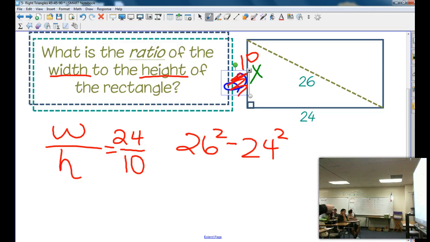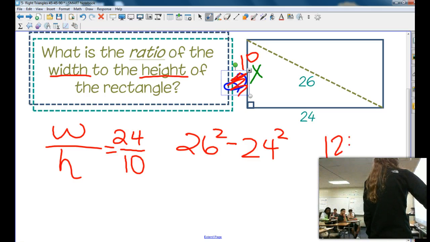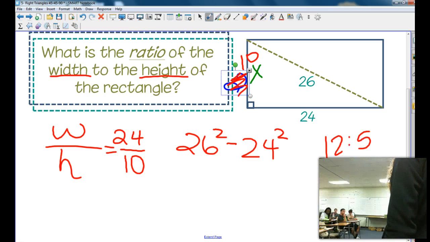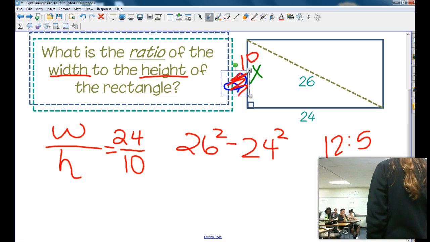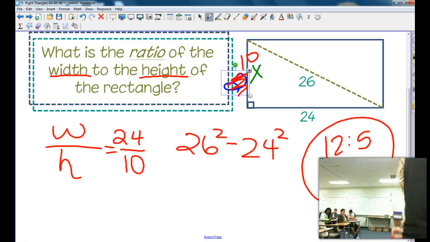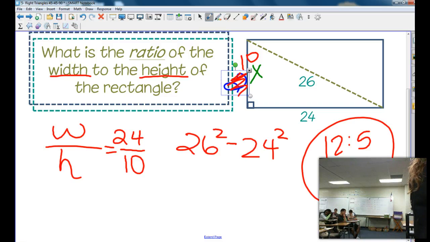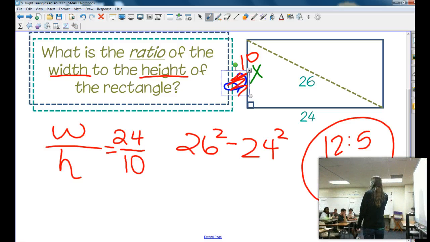12/5. So the answer to this problem, you can write it like this, 12:5, or you can write it like this, 12/5. Those are two ways to write the answer. So next time I ask you for a ratio, all you do is divide them, or put a colon in between them.